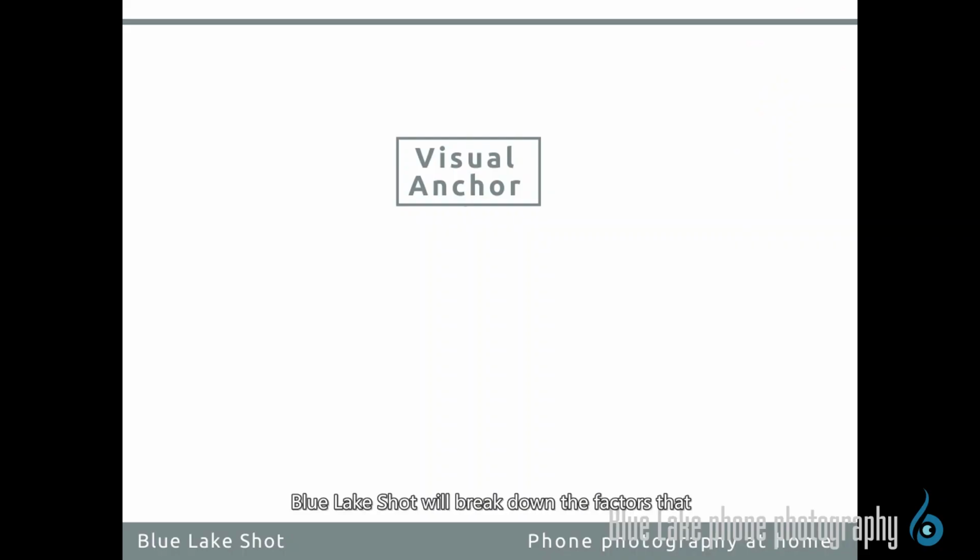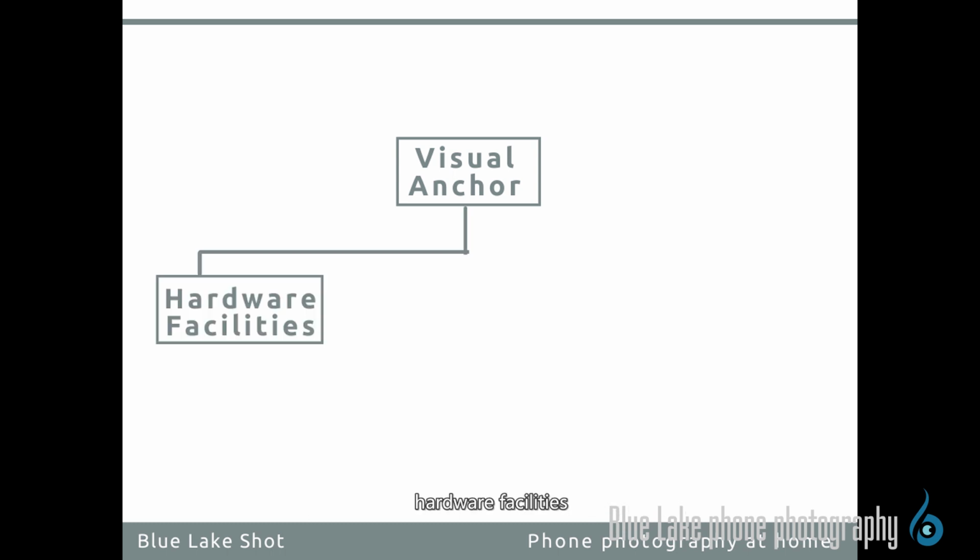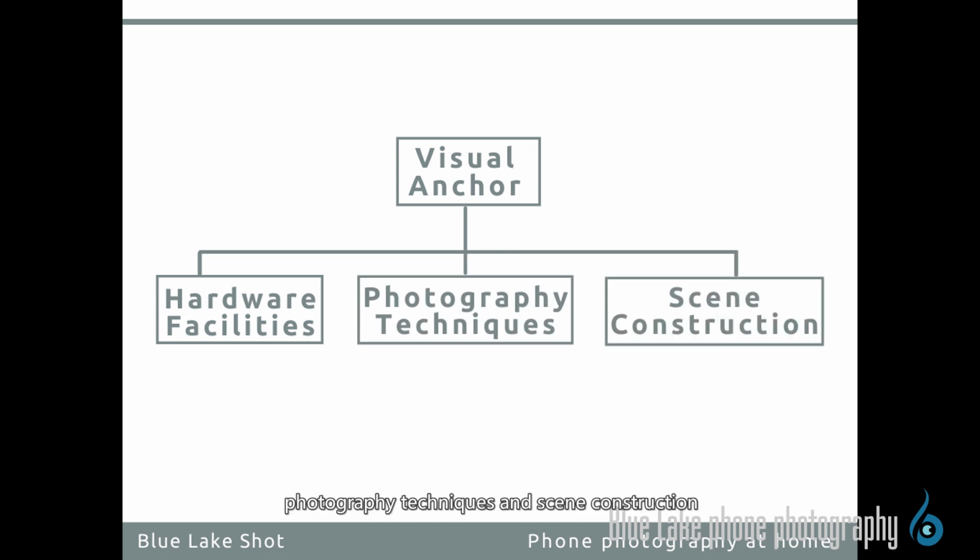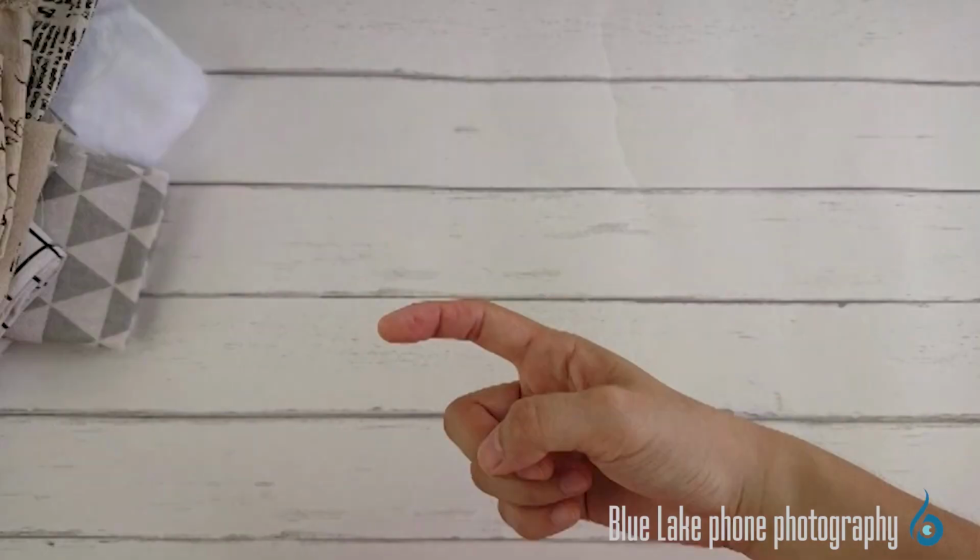In this video, Blue Lake Shot will break down the vectors that affect the visual anchor into 3 major points: hardware facilities, photography techniques, and scene construction, so that you can enhance the control of the picture more effectively. Let's take a look.